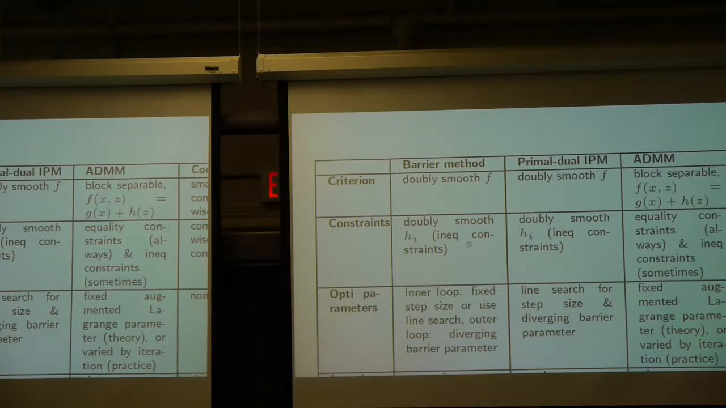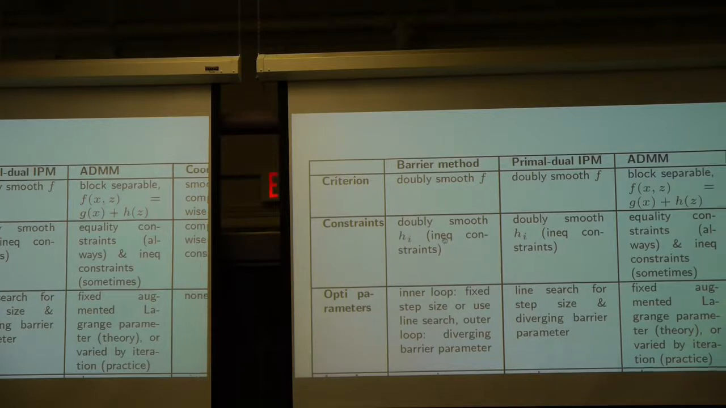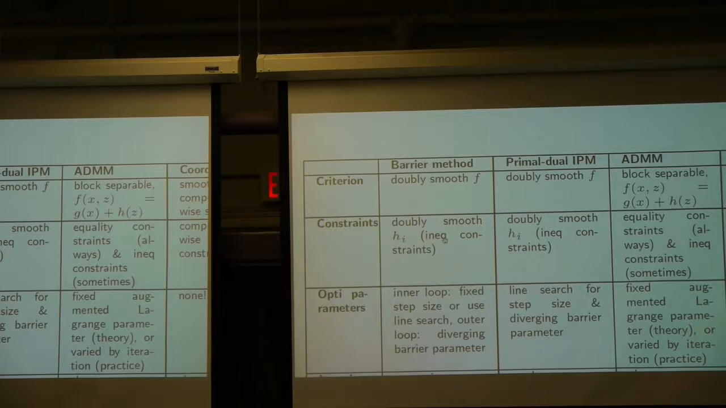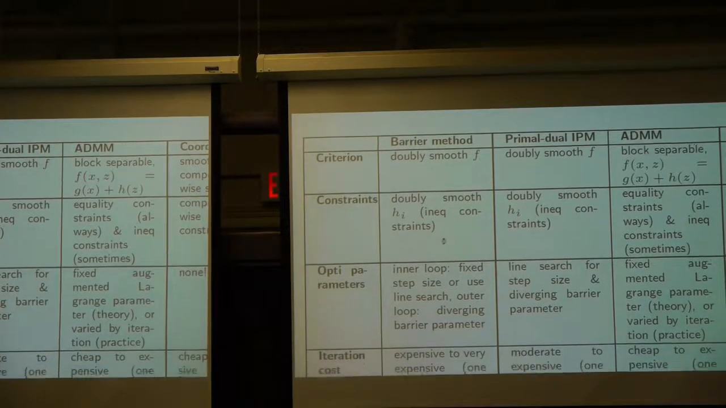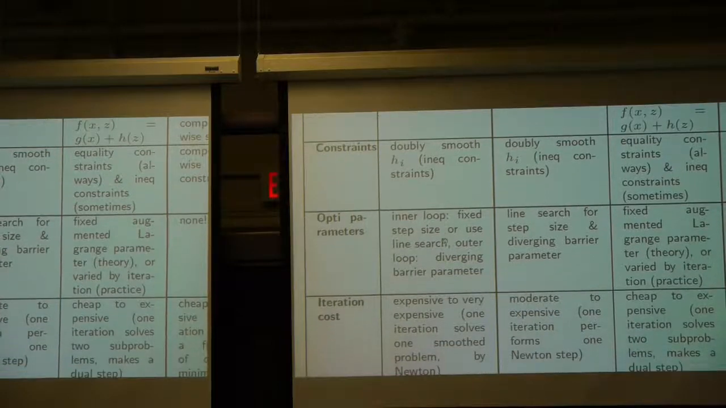So as long as I have constraint functions that are doubly smooth, for both barrier method and the primal dual interior point method, I can run them. Okay, so arbitrary constraint sets defined by h_i of x less than or equal to 0, where h_i has two derivatives. What are the optimization parameters for these guys? Well, they both have the line search parameters. In fact, let's just distinguish them a little bit more finely.